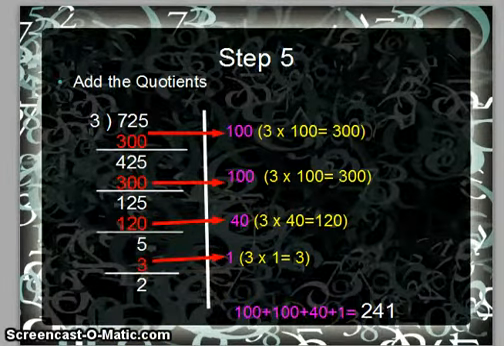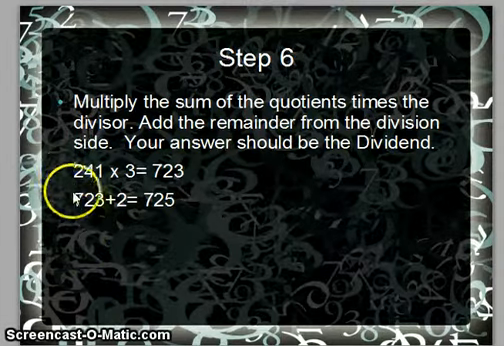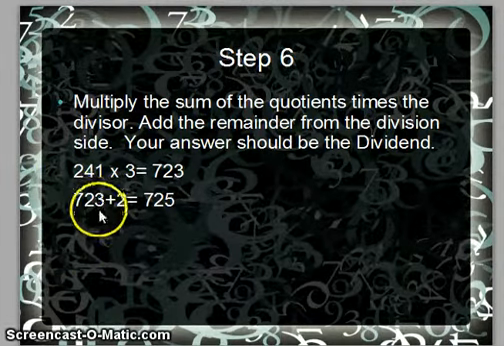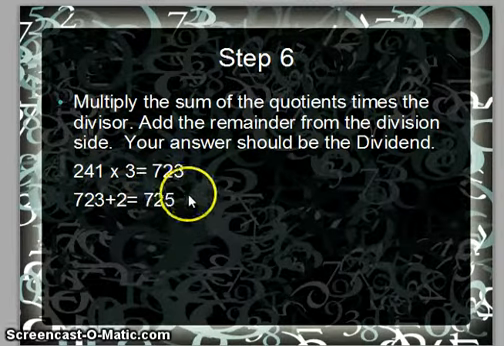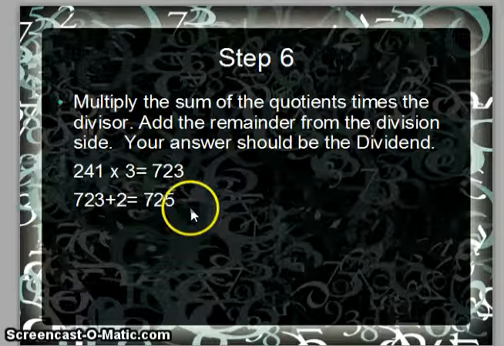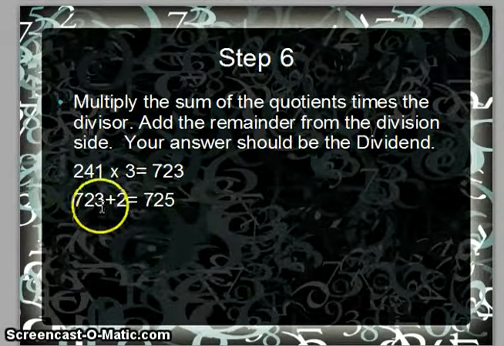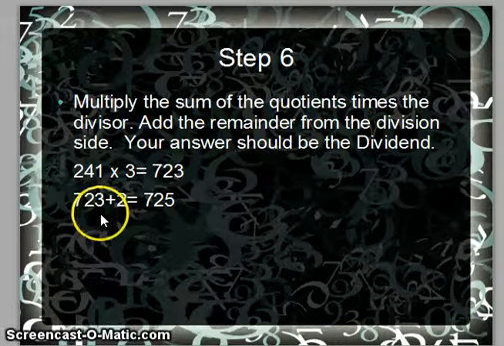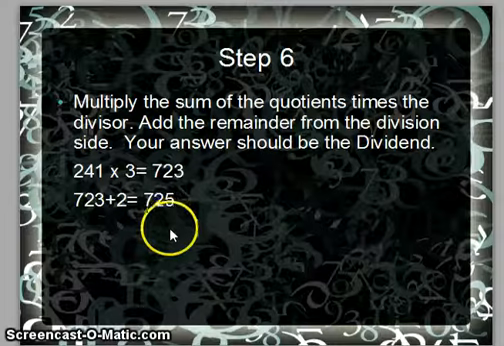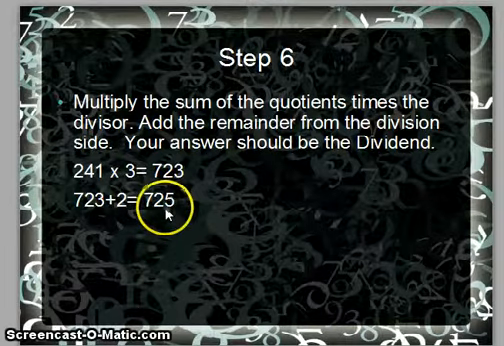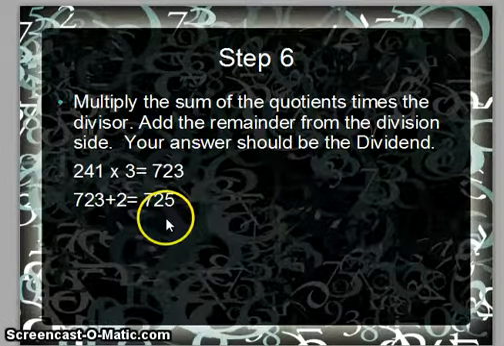In step 6, the final step, you want to multiply your sum of the quotients, which was 241, times your original divisor, which is 3. And the answer is 723. But you're not done yet. Remember that little remainder of 2? You want to take that remainder and add it to 723. Once you have done that, you have arrived at your original dividend. This is a way of checking to make sure your answer is correct.